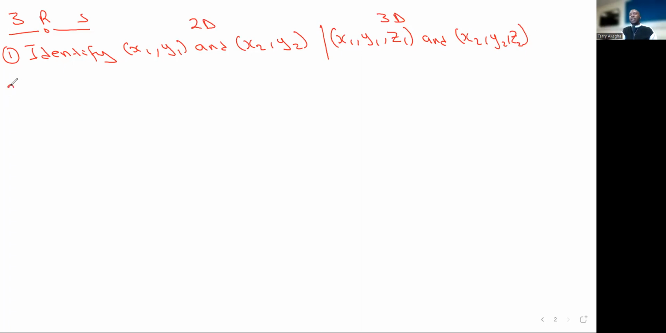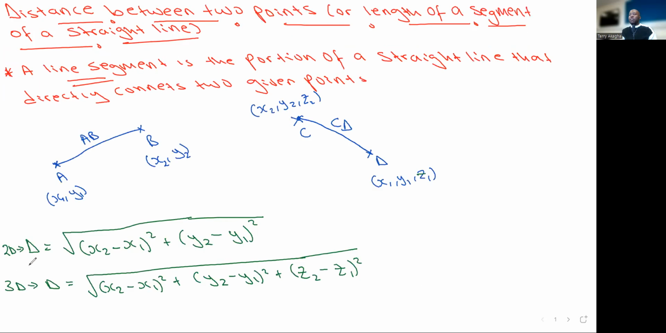Then when you're done with that, you then have to substitute the values into the formula. So if you identify the x1, y1, x2, y2, you now have to substitute into the formula. For instance, the formula for a 2-dimension is x2 minus x1 squared plus y2 minus y1 squared. For a 3-dimension, it's x2 minus x1 squared. It's exactly the same thing, but you have to add a z to that.